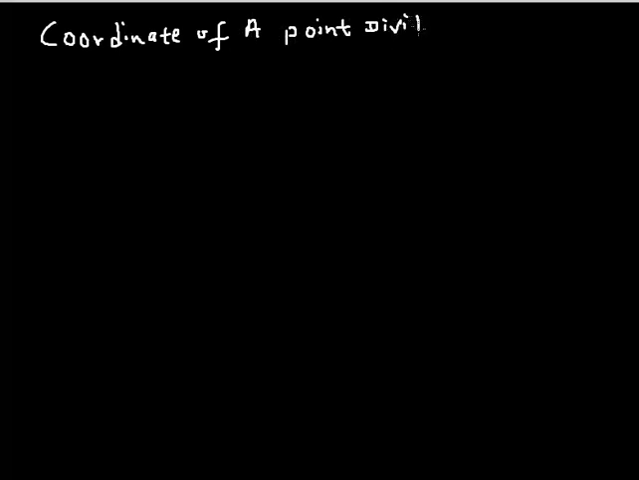So let's look at the coordinates of a point dividing a straight line into two unequal parts by ratio.